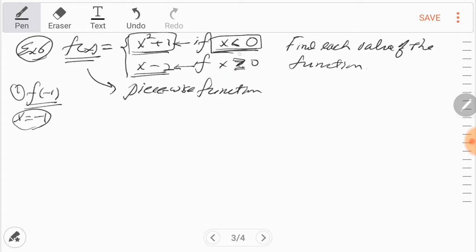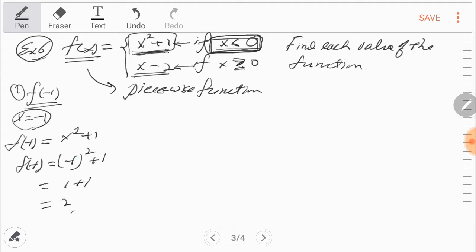It satisfies the first condition, x is less than 0. So we have to use the first expression. So f of -1, we will use x squared plus 1. So f of -1 is (-1) squared plus 1. 1 plus 1 is 2. So the value is 2.